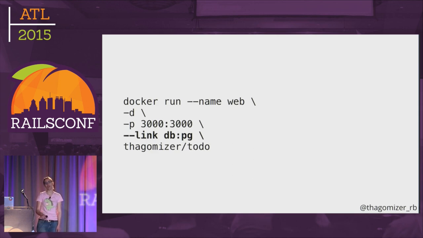And I'm linking it with the alias PG for Postgres. And what link does is it creates a secure tunnel between my web container and my database container, and it also puts a bunch of handy environment variables in my web container so that I can connect to the database container. And that Postgres username, Postgres password, and Postgres host address, all of that was in the database.yaml file, those are created because I use this link flag on my Docker startup.